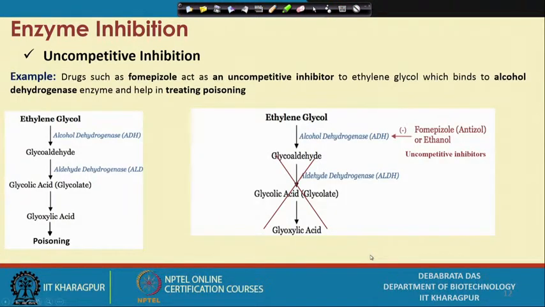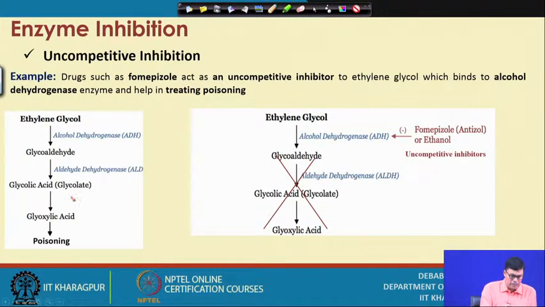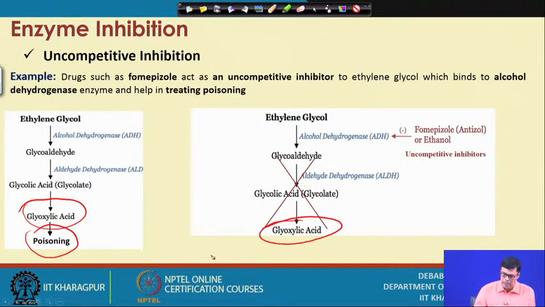Now, this is the example that we have: ethylene glycol, in the presence of alcohol dehydrogenase and subsequent steps, produces glyoxylic acid. This acts as a poisoning effect, but when fomepizole, that is an antidote, is present along with ethanol, it binds this uncompetitively, and this will not produce any glyoxylic acid. So this is how the bad effect can be removed.